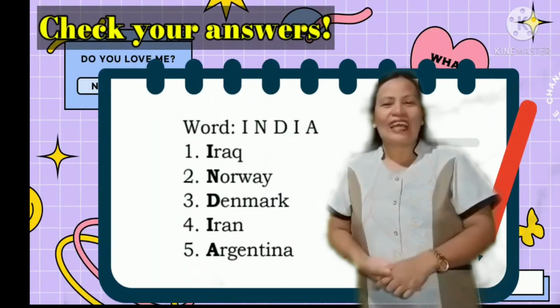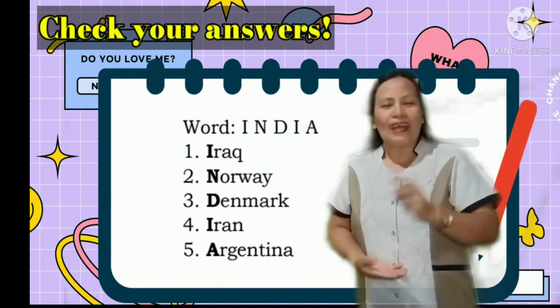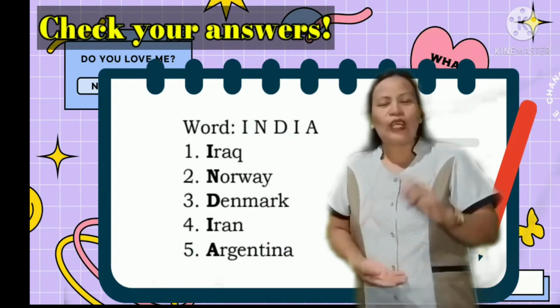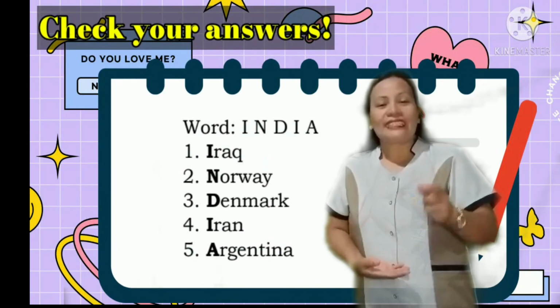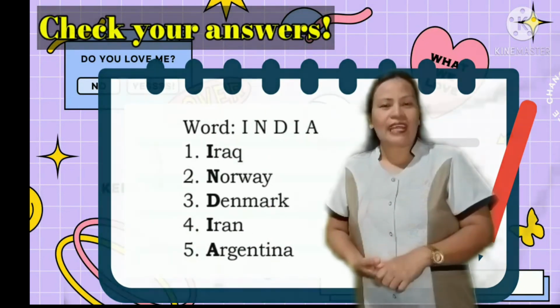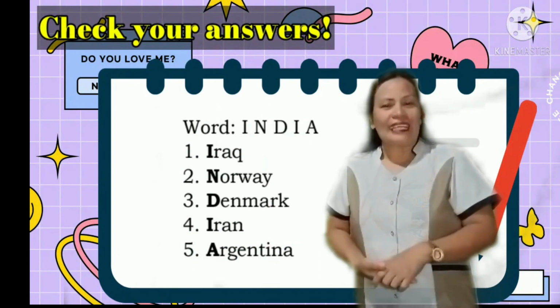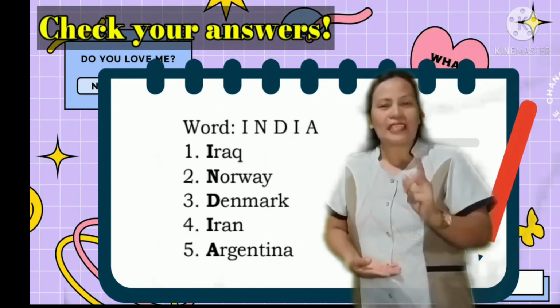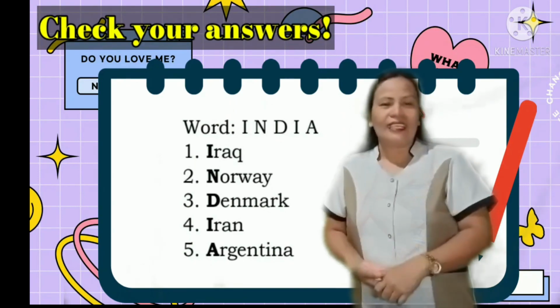Let's check your answers. 1 is Iraq, 2 is Norway, 3 is Denmark, 4 is Iran, 5 is Argentina. So, the hidden word or the place where they meet is India.